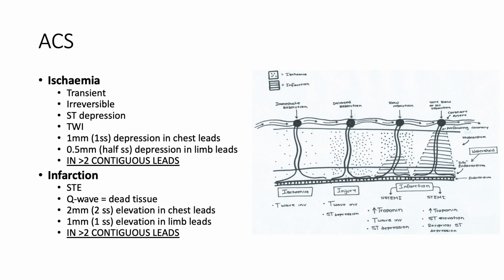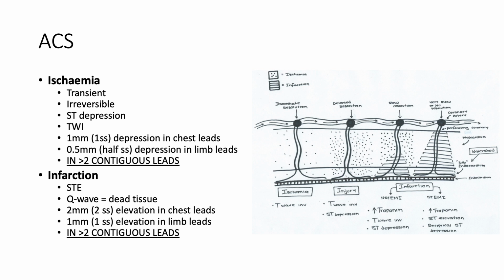And when you have ischemia, you'll get the ST depression and the T-wave inversion. So this would be your non-STEMI. As I said, you need one small square in the chest, but you can have half in the limb leads. One important thing to take away is they need to be in two contiguous leads. So essentially you need two within the same distribution, like inferior or lateral, to be able to call it an ischemia. For an infarction, you're going to have ST elevation, and Q waves later when it's dead.